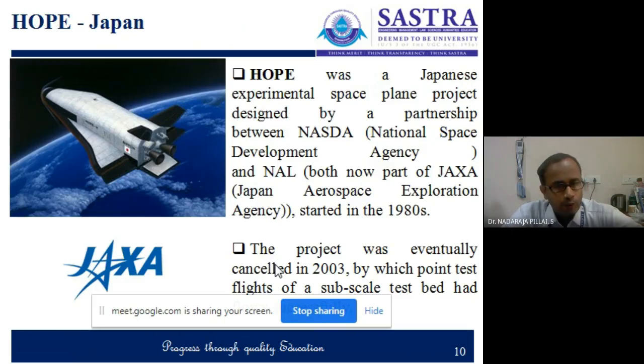This project was eventually cancelled, but this was one of the conceptual ones, and then they designed it in a different way. For your information, you can see the space shuttle or Hope or whatever it is, Buran, all of these have an evolved design of blunt nose, right?